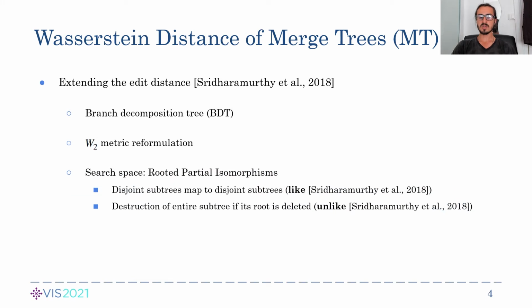In addition to the constraint of the original edit distance that disjoint subtrees need to map to disjoint subtrees, we extend this by constraining the destruction of an entire subtree if its root is deleted. This will help efficient geodesic computation by a simple interpolation.